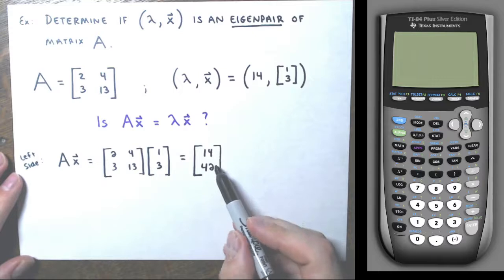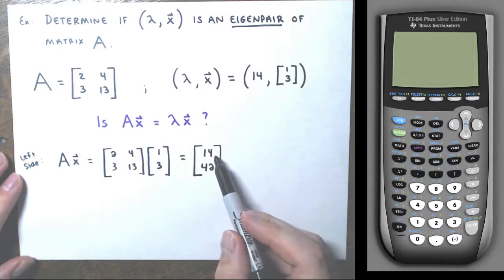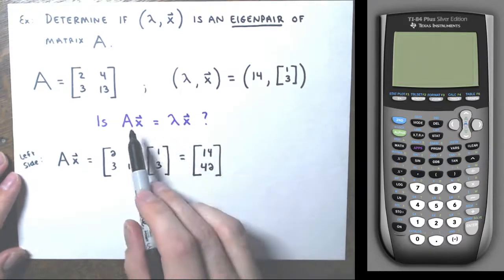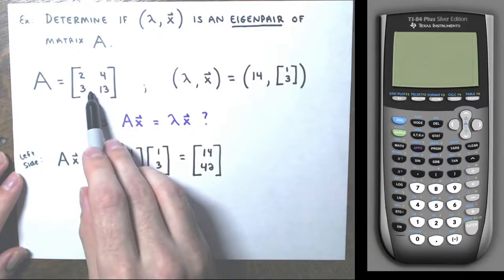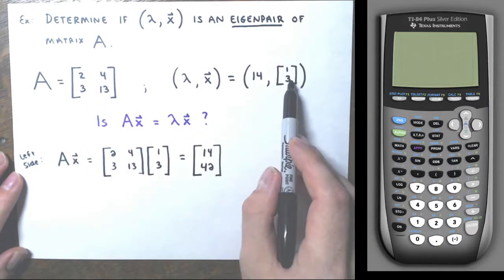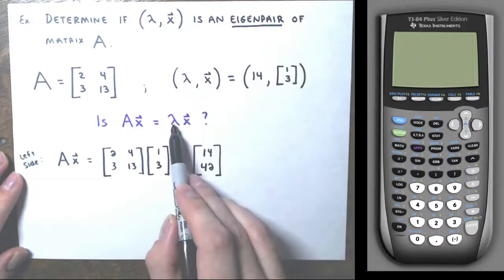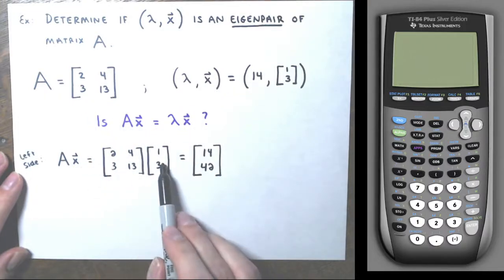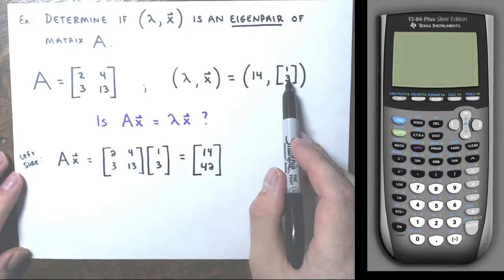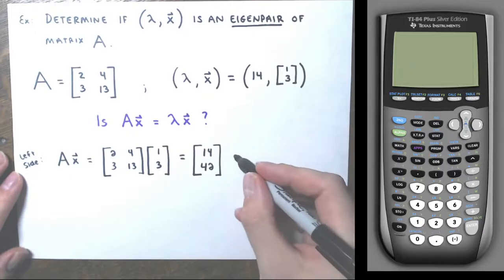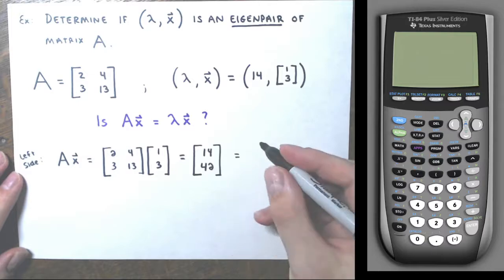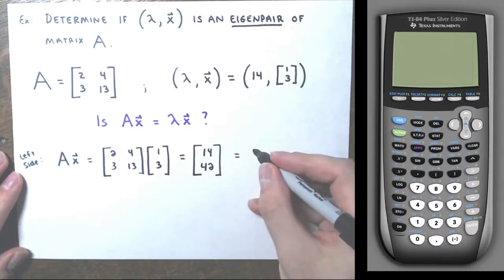And then you could work with the right side of the equation if you want. But I do see right here, the big question is, is this matrix times this vector going to be equal to 14? Lambda is 14 here. Is the matrix times the vector equal to 14 times the vector? Well, let's see what happens if I pull a 14 out of this vector here.